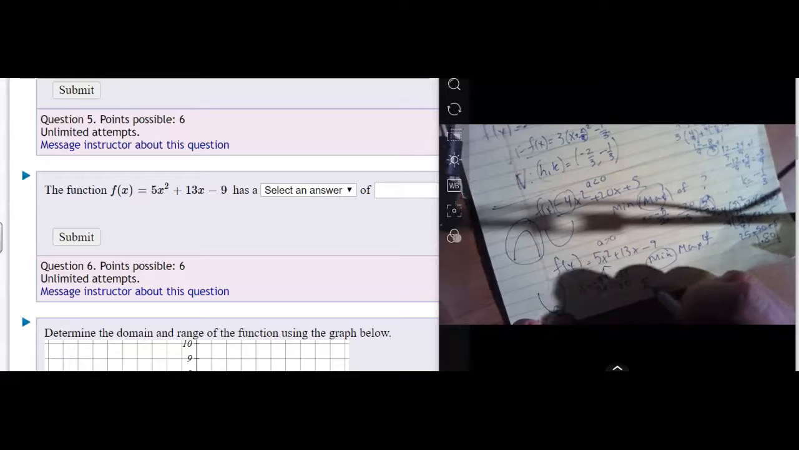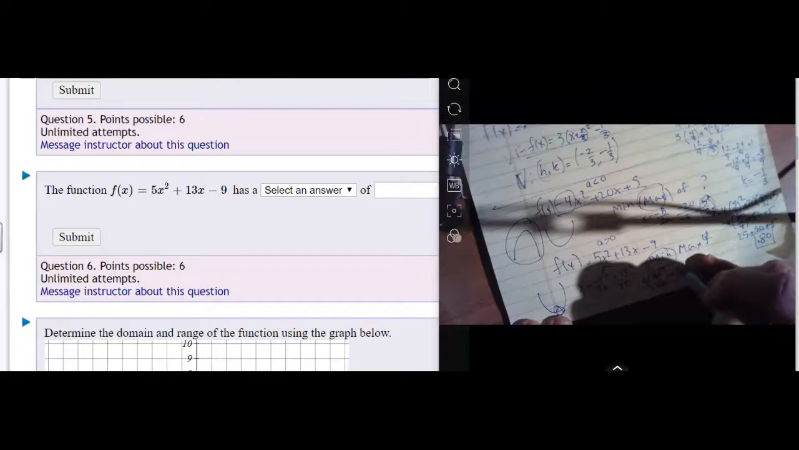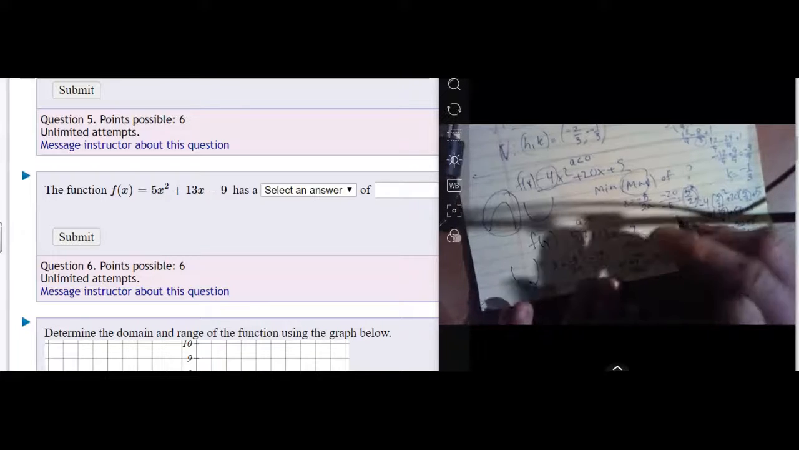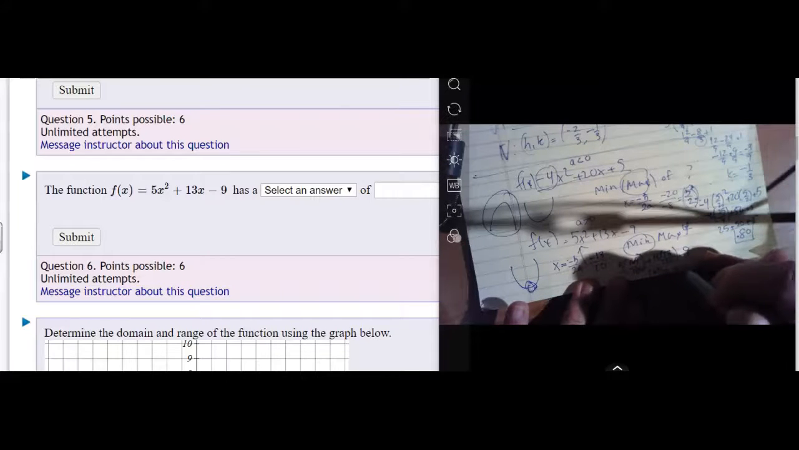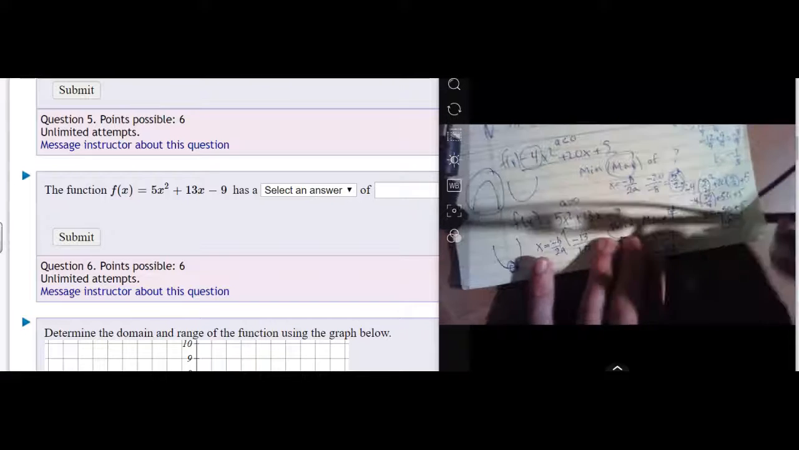So we're going to have 5 times 169 over 100, plus 13 times -13 over 10, minus 9, and whatever we get there. So we're going to get 169 over 20, plus, that's going to be minus 169 over 10, minus 9. So what will that be?